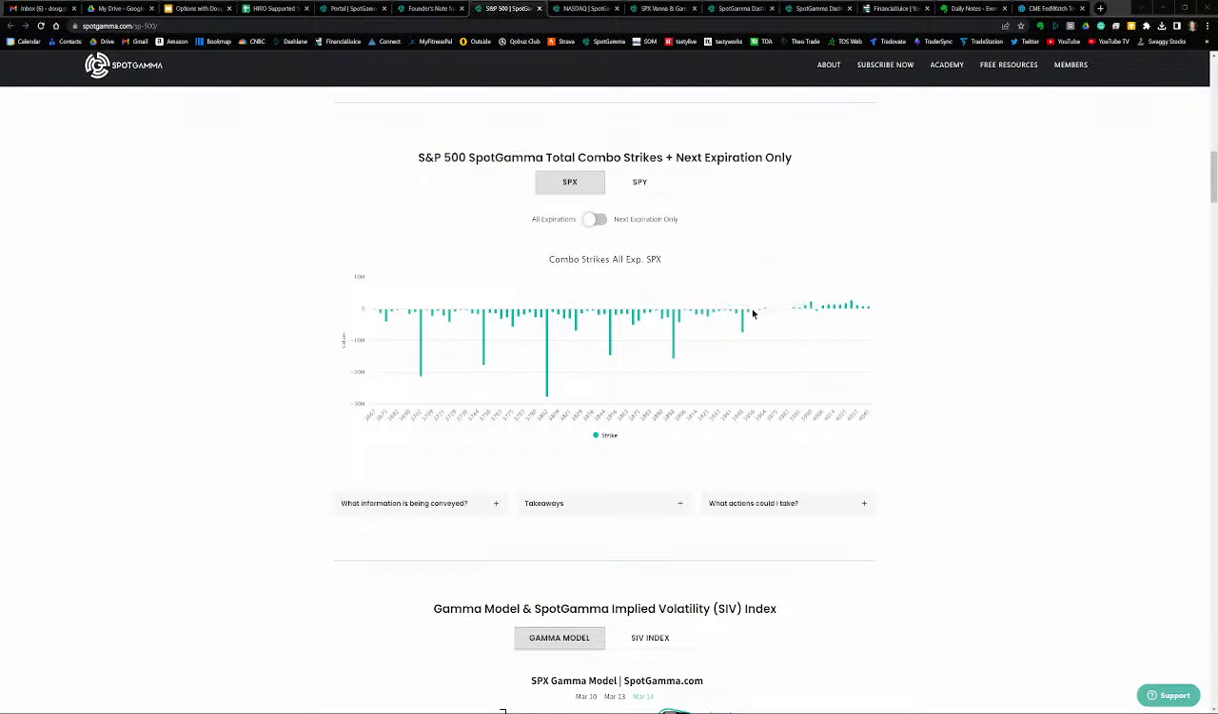So this is showing that gamma flip level at around 3960. So there's the volatility trigger for SPX. And pretty obvious, all the put gamma below and very little call gamma above. And there's SPY. So this is the combo strikes, SPX and SPY, converted into an equivalent SPY number. And then there's that gamma flip level right around 395, the volatility trigger.